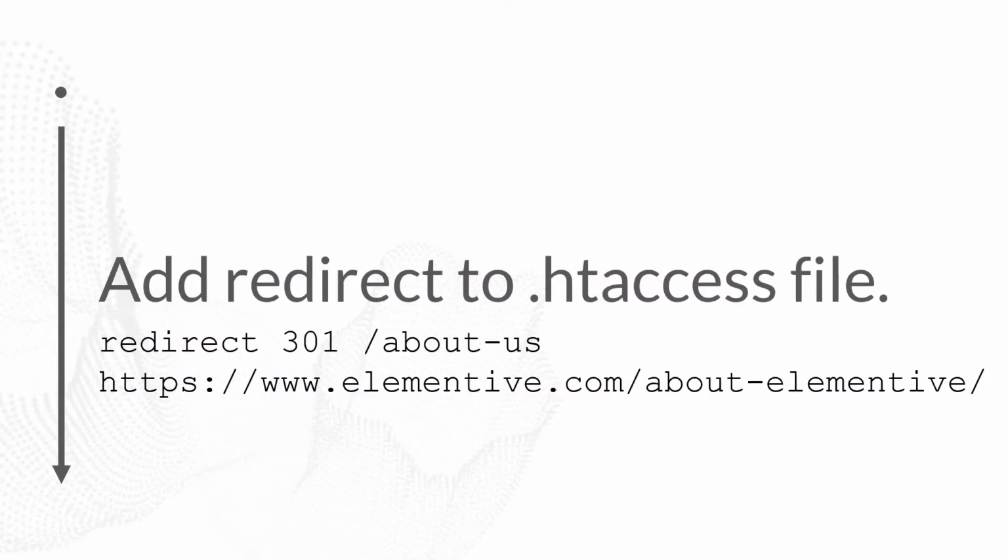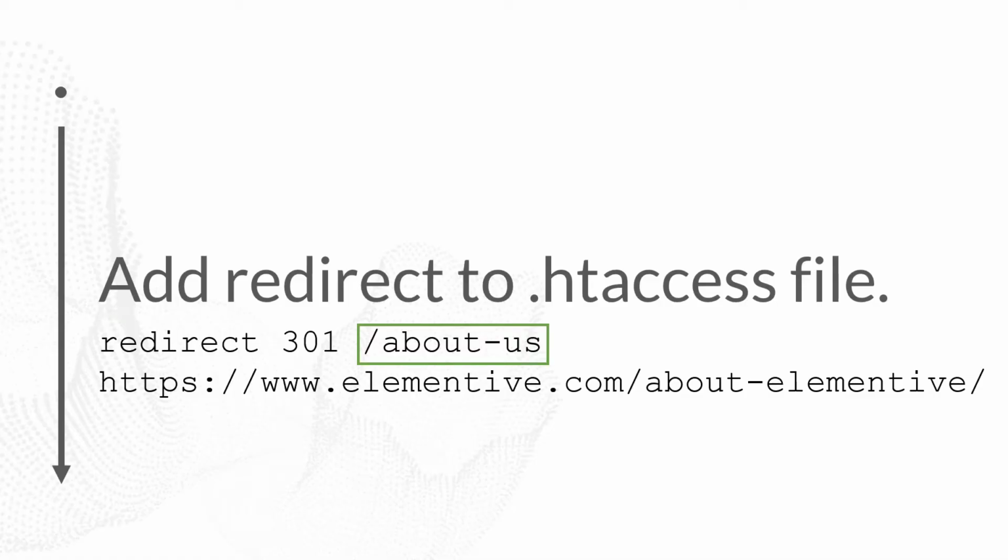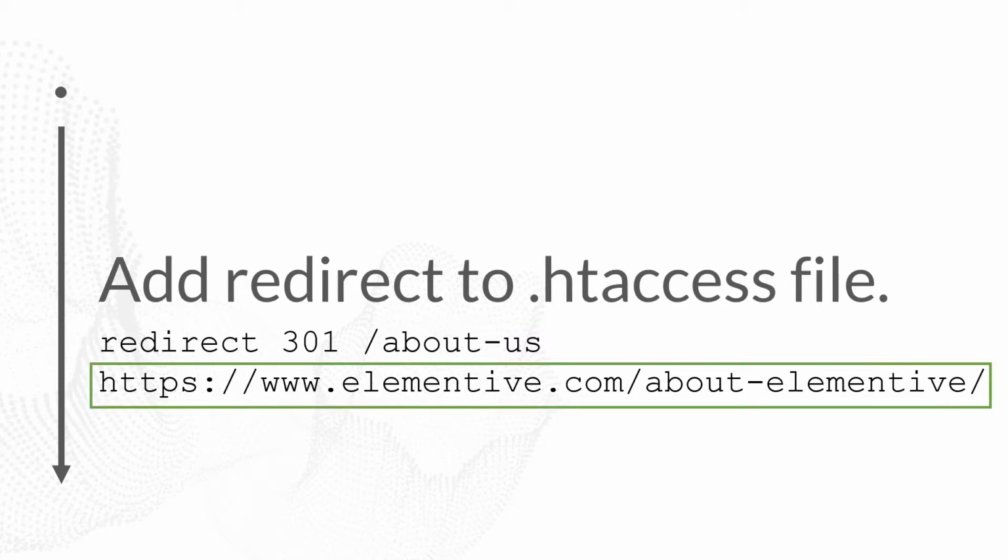So there's different parts to this redirect statement. The first part says redirect 301. And that redirect 301 is a statement that says, okay, we're adding a redirect to our htaccess file, and that redirect is going to return a 301 response status code. That 301 response status code simply indicates that this redirect is permanent and not temporary. Next, we have about-us. This is the error URL that we're trying to redirect from. And then we have the URL that we're redirecting to. In this case, Elementive's working about page, about-Elementive.